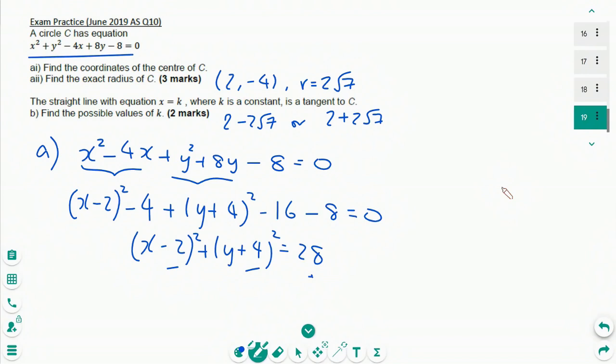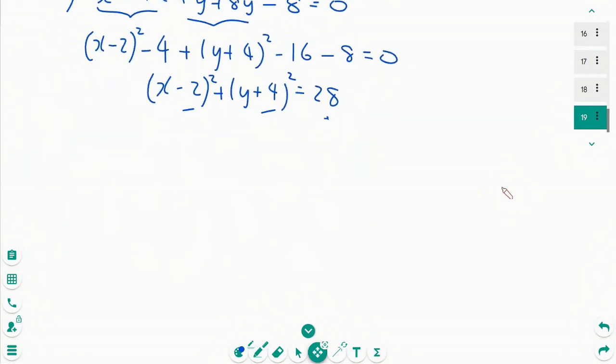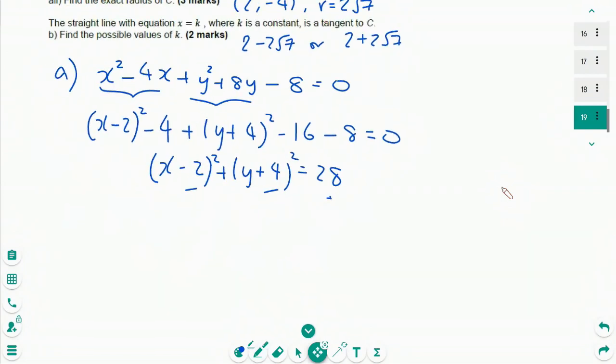It's a 2 mark question. Some of you might be thinking, there's so much working out, why is it 2 marks? Well, I'm going to show you the long way first. It's like eating a burger. There is a smart way and a longer way. The longer way is, well, X equals K.